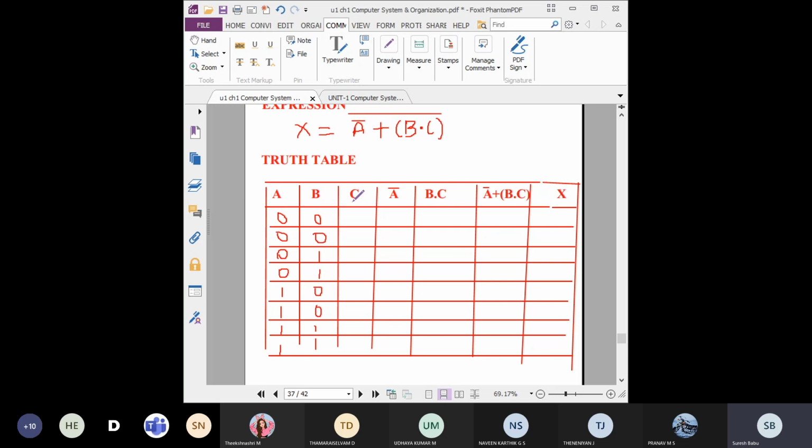Then for C, C is the last input. So you have to write alternating 0 and 1 starting with 0: 0 1 0 1, alternating 0 1. Okay, students, understood?